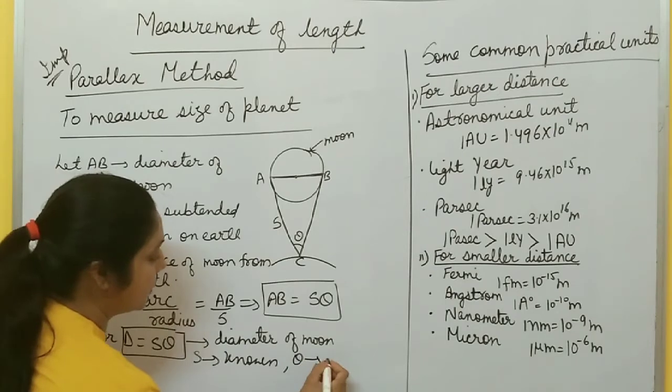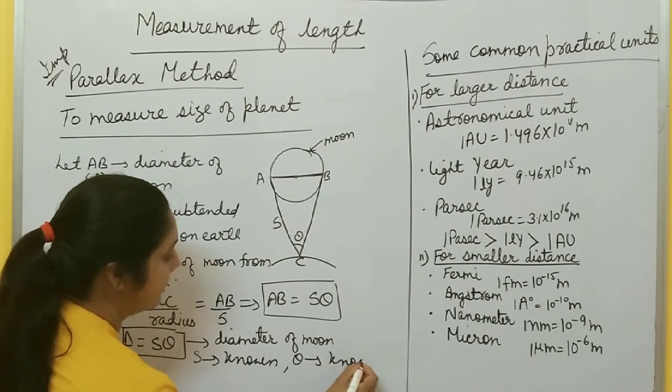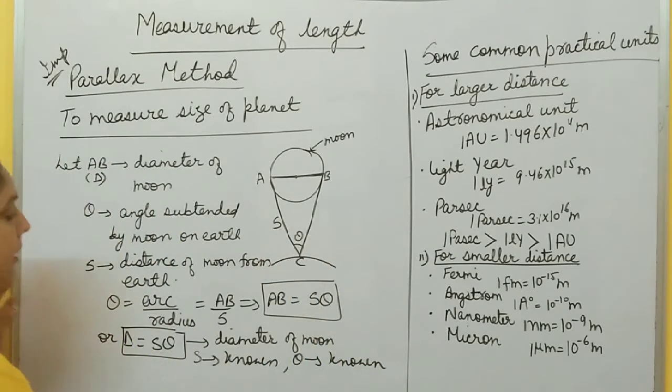Theta is also known. You can measure it using a telescope. Now, if these two quantities are known, you can easily find the diameter of the planet, right? In this way, you can use the parallax method to measure the size of the planet. Okay, so please revise this one. This topic is very important.